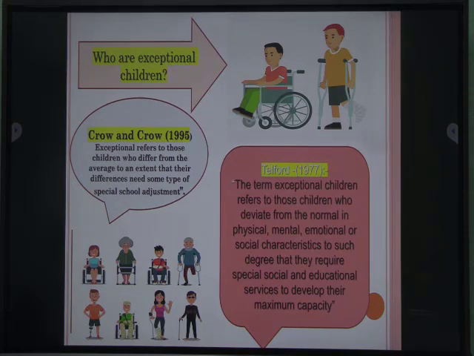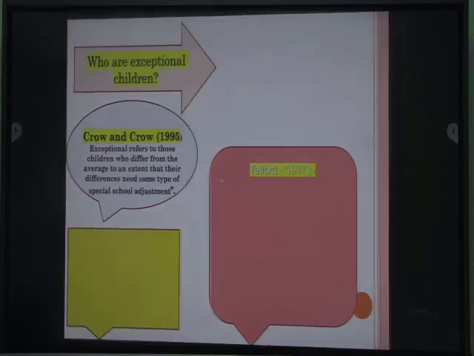Now, first of all, let us understand who is a child. A child, according to the United Nations, is an individual who is below 18 years of age. Now, the term exceptional children refers to those children who deviate from the normal in their physical, mental, social, emotional, or other characteristics to such an extent that they require special social and educational facilities to develop their optimal capacity.